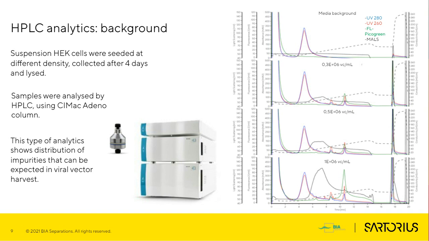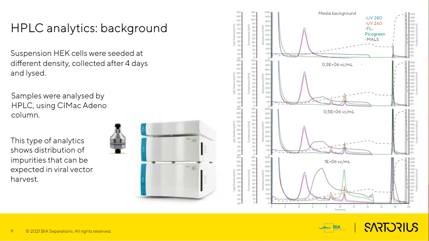So we see that there is no such peak in media, while the peak starts showing once we add cells. Of course, the highest peak is seen with the highest concentration of cells, but then we do not see such a big difference between 0.3 and 0.5E6 cells per milliliter at the inoculation point. One of the reasons why we don't see such a big difference is because, as I mentioned, this is an anion exchange and DNA binds to it very strongly.